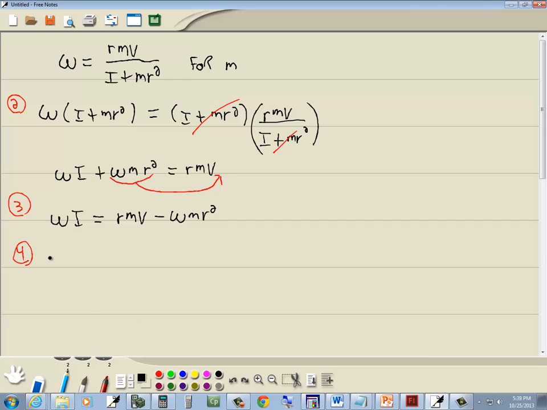Step 4. If the variable you're solving for is in 2 or more terms, factor it out. Well, M's in this term and M's in that term. So I'll factor it out, and that gives us RV minus omega R squared.